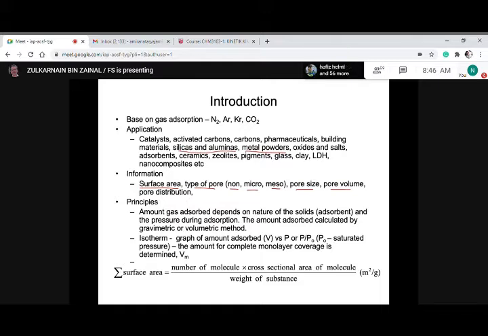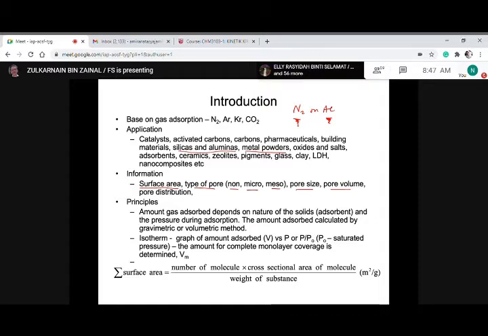Okay. For example, you have absorption of nitrogen on activated carbon. All right. So you're interested to know what is the surface area of the activated carbon, and for that you have to know also the properties of the nitrogen. Okay. So the principle is very simple. The principle is just how much gas is absorbed on the surface. How much gas absorbed on the surface. So from the amount of gas absorbed on the surface, you can calculate the area covered.